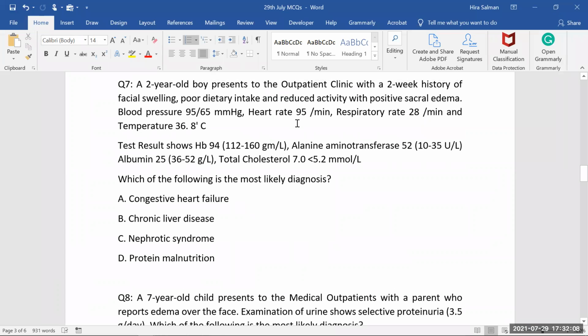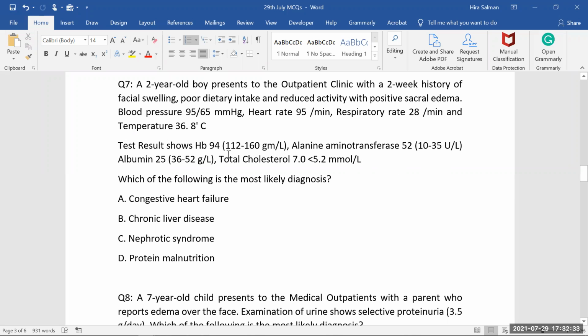A 2-year-old boy presented to the outpatient clinic with a 2-week history of facial swelling. Now, facial swelling, periorbital swelling, poor dietary intake, reduced activity, with a positive sacral edema. So edema is not only on the face, but on the dependent areas also. You can say the whole body is now involved. Blood pressure is decreased, heart rate is okay, respiratory rate is okay, and temperature is okay.